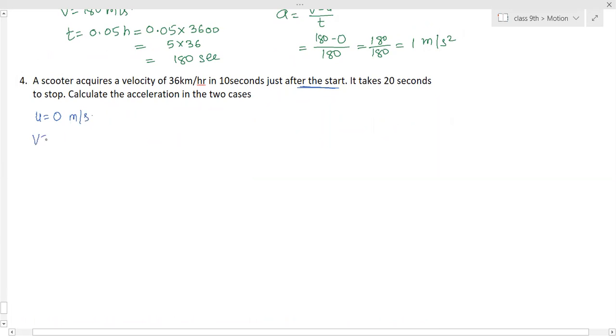And then the final velocity is acquired at 36 kilometer per hour. So 36 kilometer per hour is the v value. So we have to convert it into meter per second. So how to convert?